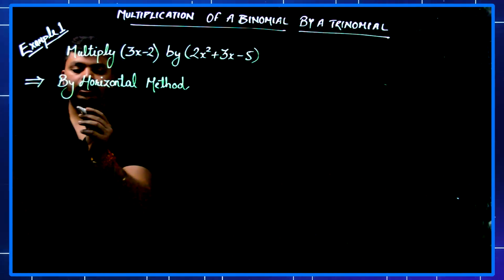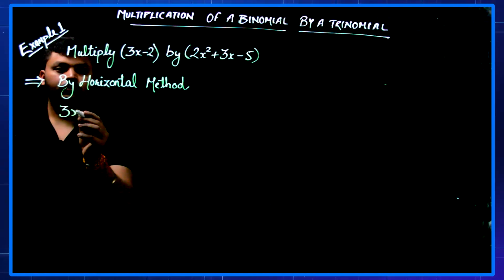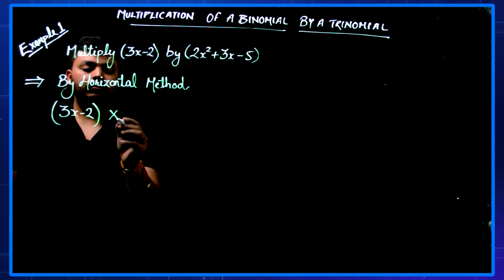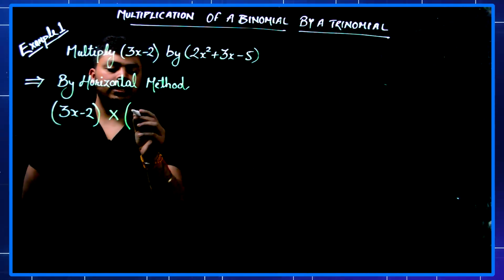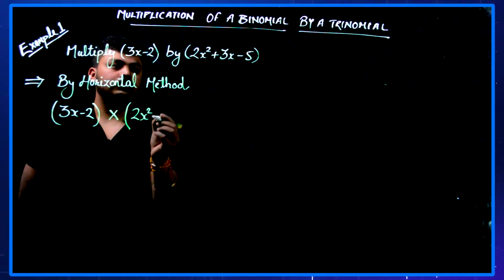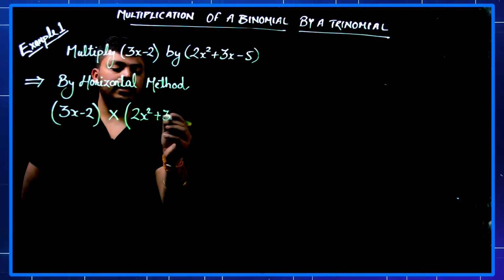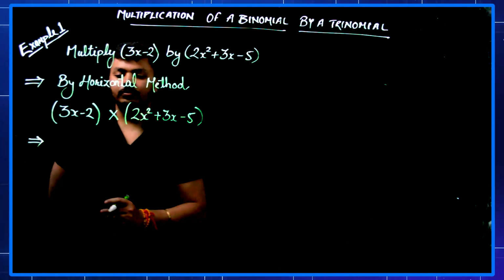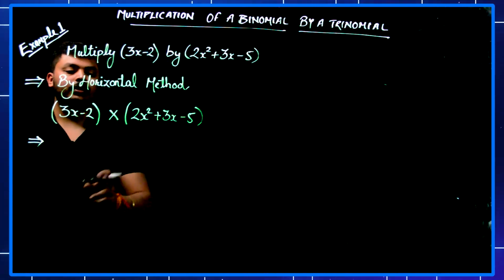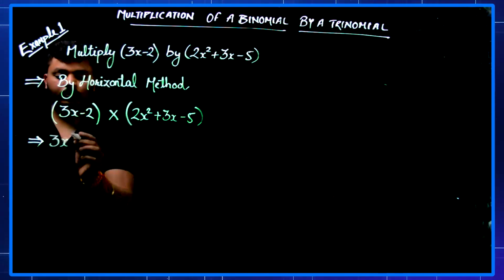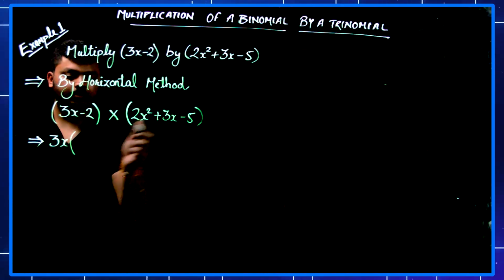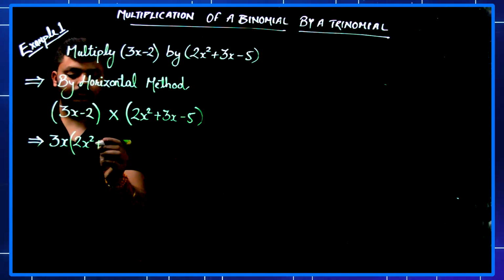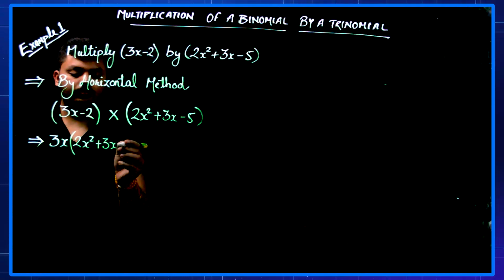So by horizontal method, 3x minus 2, so this is our binomial, multiplied by our trinomial, that is 2x square plus 3x minus 5. In horizontal method, we multiply each term of the binomial with the complete trinomial. 3x multiplied by the complete trinomial, 2x square plus 3x minus 5.